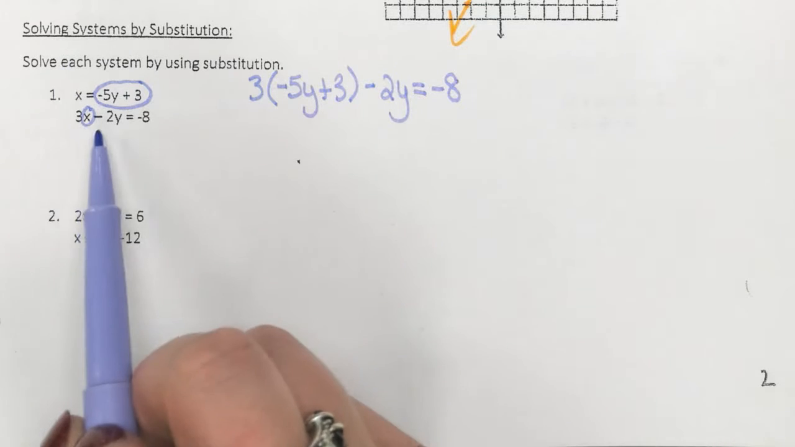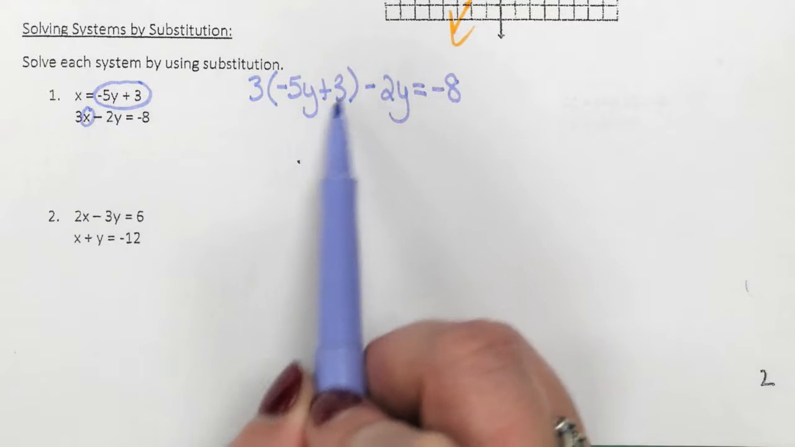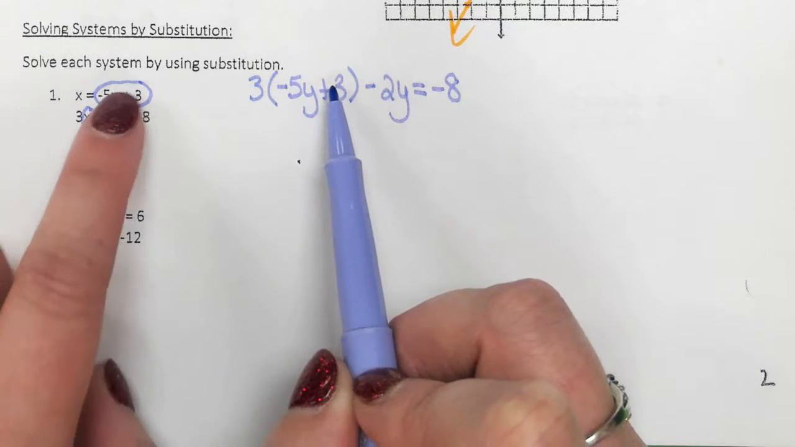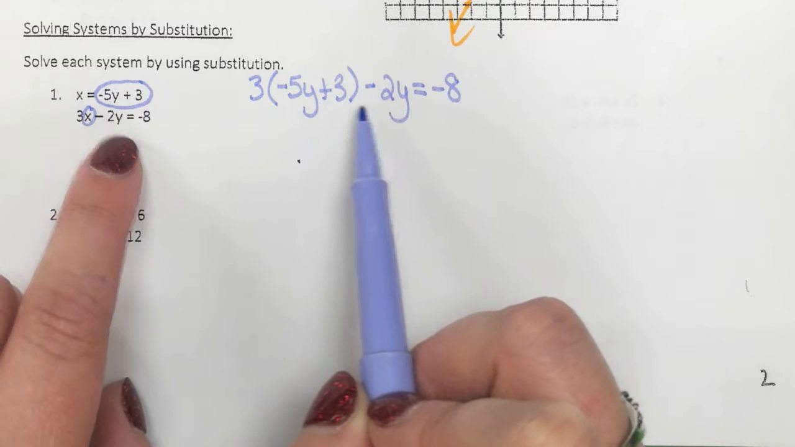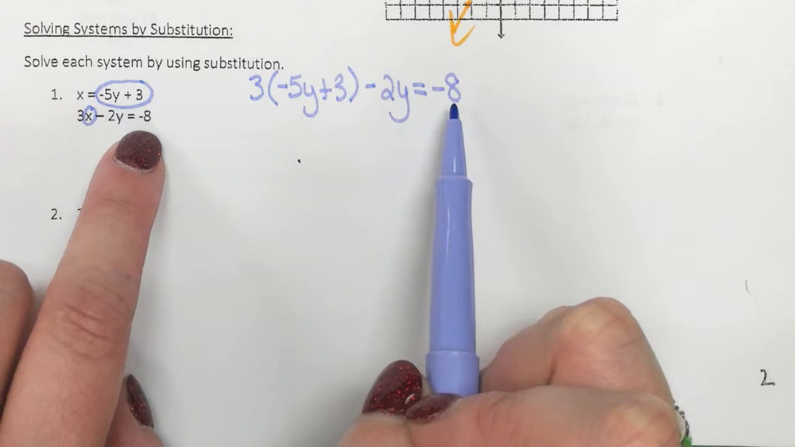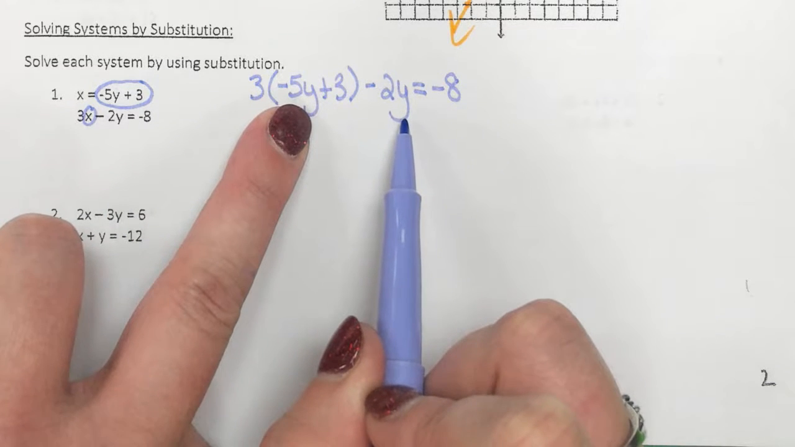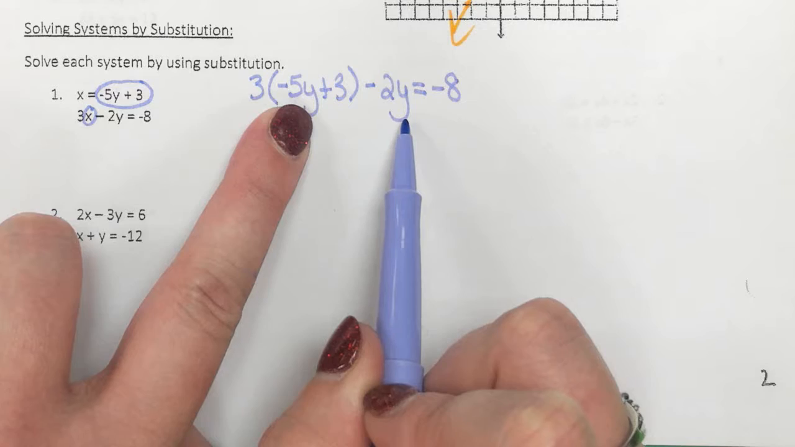Right here it says 3 times x. But I don't want to put 3 times x, I want to put what x equals. x equals 5y plus 3. Then the minus 2y, and then the equals negative 8. The point of doing that is so now we have 2 y's that we can solve for. All right, here we go.